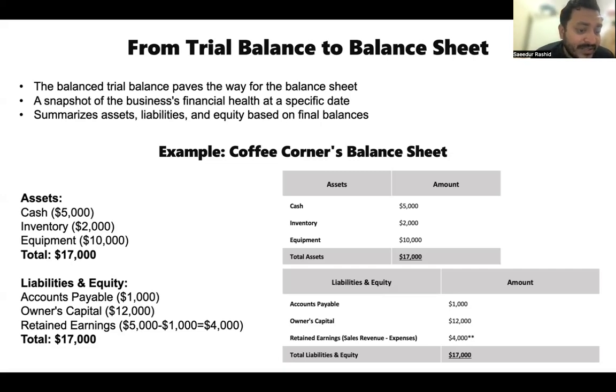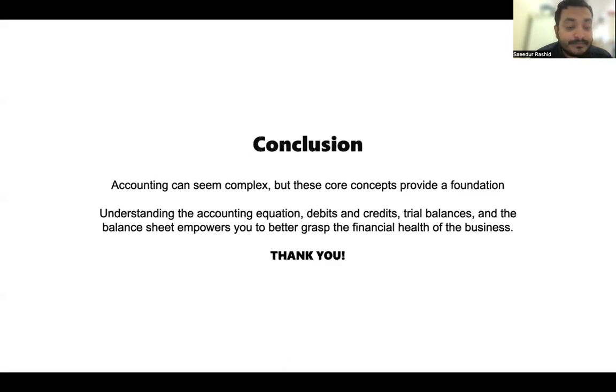So that provides a snapshot of Coffee Corner's financial position at a specific date. It shows that their assets are funded through a combination of what they owe and their own money, which is basically equity. While this is a simplified example, it demonstrates how the trial balance helps us create a clear, concise picture of the company's financial health.